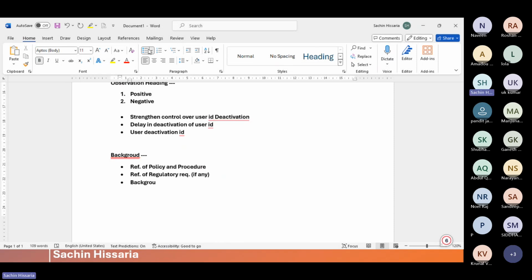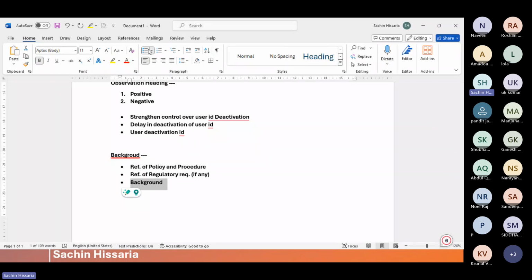For example, if I am writing an observation related to SIEM, I will give in the background that currently we are using a Splunk SIEM tool. The company is using this tool for the purpose of managing their incidents and reviewing the logs. So you will write that background, that this observation pertains to this area.